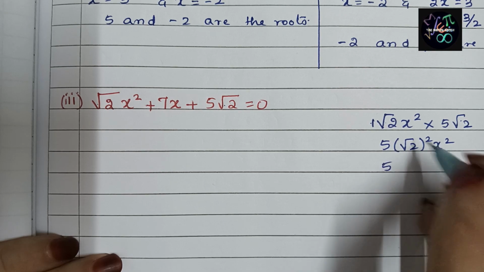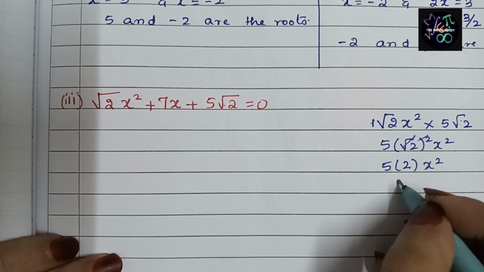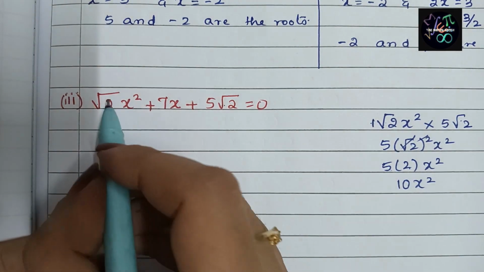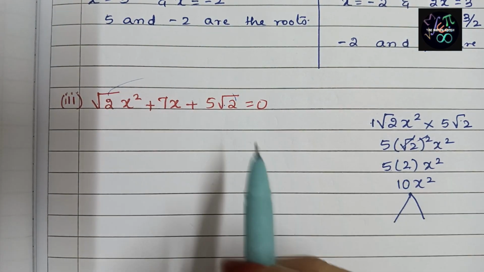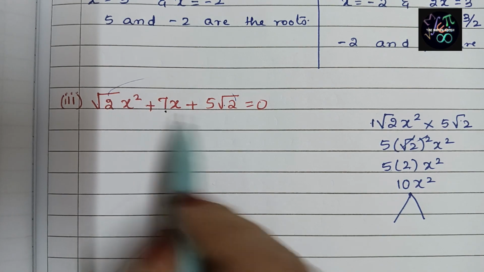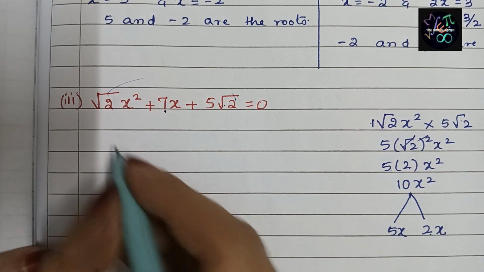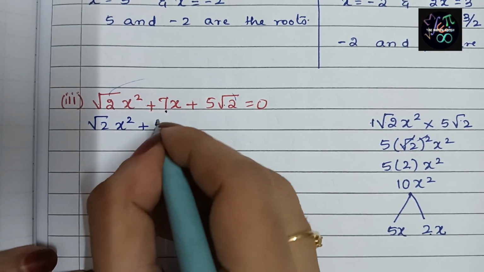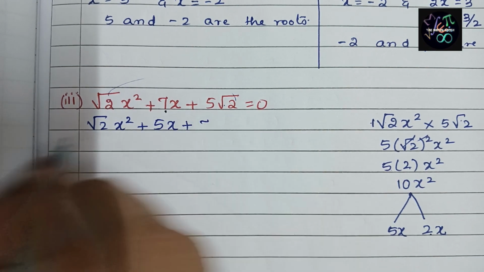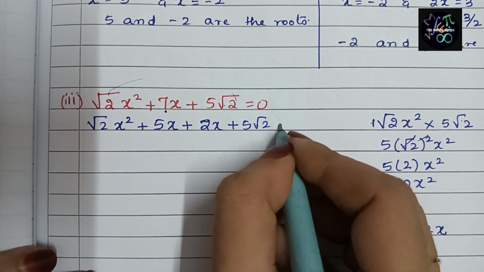Now 5 as it is, square and root get cancelled. X square as it is. 5 2s are 10. What we got first and last number when we multiply? 10x square. Now which two numbers do we want so that we can get plus 7x? 5 2s are 10, 5 plus 2 is 7. Root 2 as it is, x square plus 5x plus 2x plus 5 root 2 equal to 0.